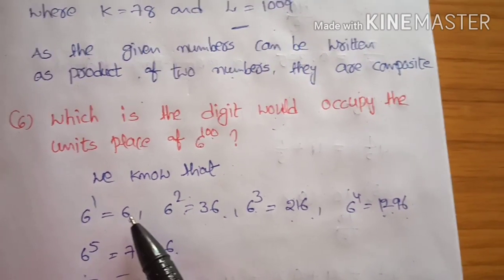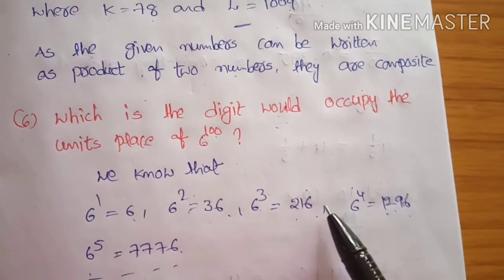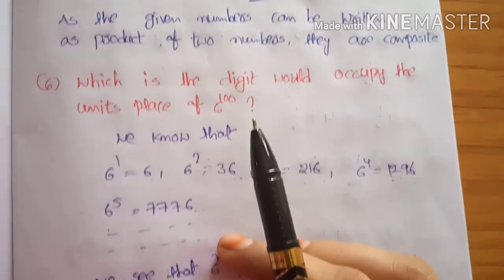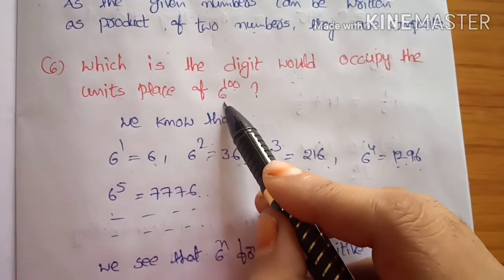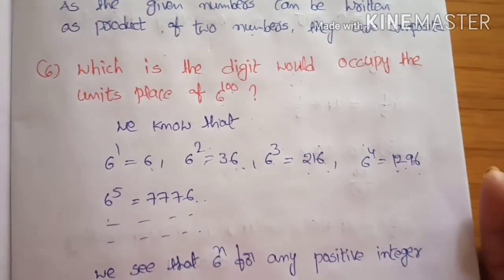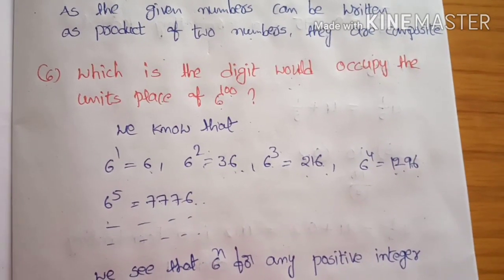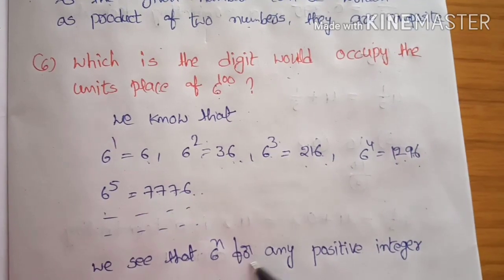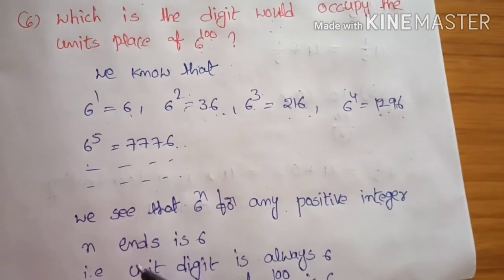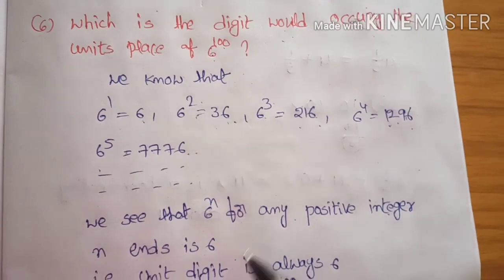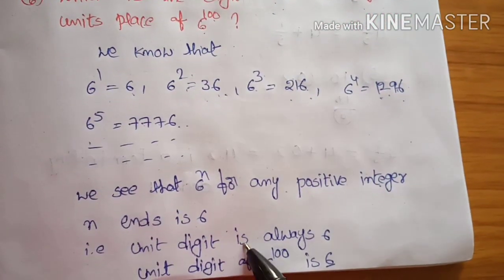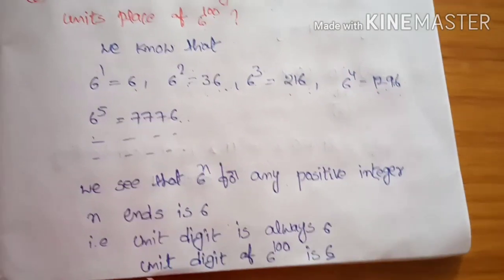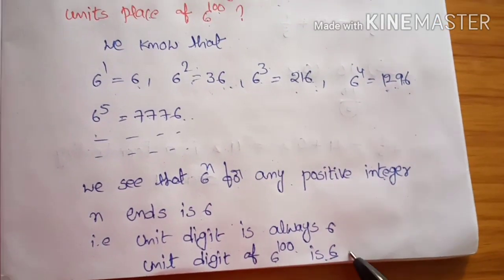Then you find the ones place is 6, 6, 6, 6, 6, and also for 6 power 1000, 6 power 10,000, 6 power 1 lakh, any. We see that 6 power n for any positive integer n ends in 6. Then the unit digit is always 6. So the unit digit of 6 power 100 is 6.